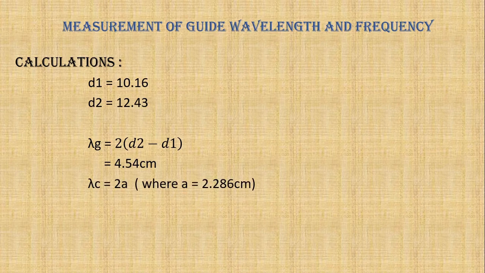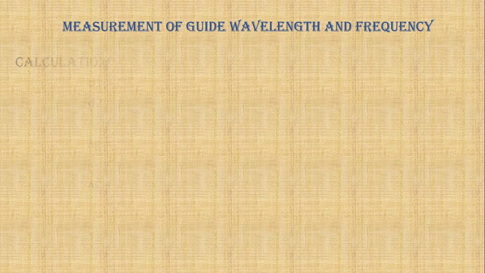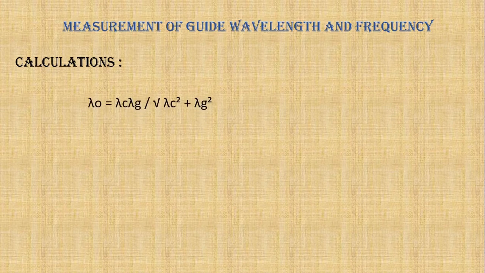Coming to lambda c, it is 2 into A, where A is 2.286 centimeters, the inner dimension of the waveguide. So that is equal to 4.572 centimeters. Where lambda naught equals lambda c lambda g divided by under root of lambda c square plus lambda g square. By substituting this, we get 3.22.